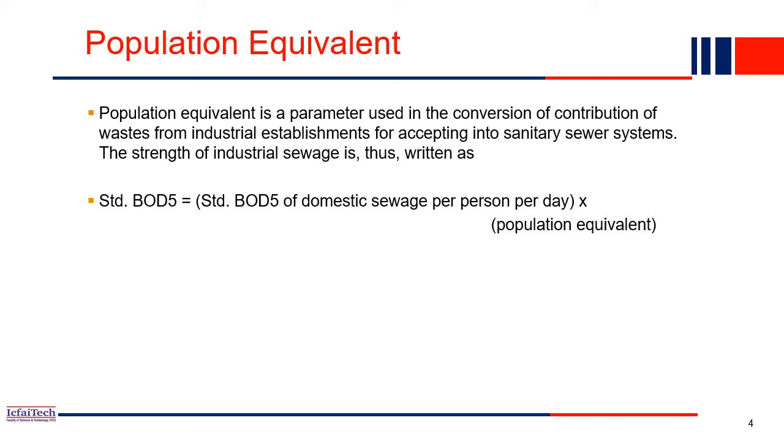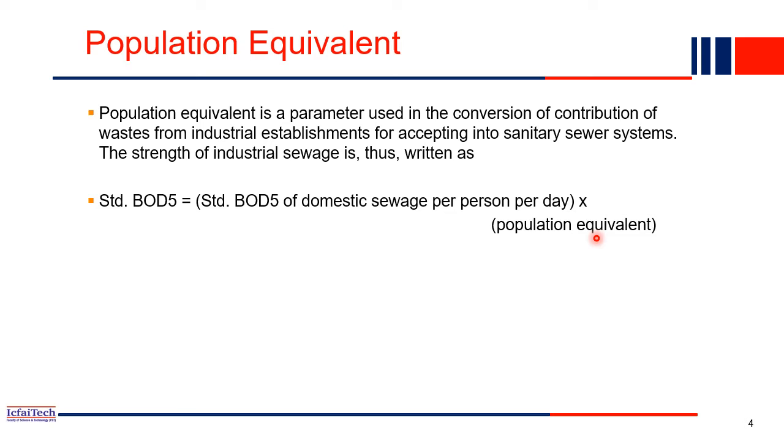But what about the industry? Industries will produce a large quantity of wastewater. So how can we quantify that? We quantify it with BOD. One very important term is BOD. We call it biochemical oxygen demand, BOD 5. I will explain in detail what the meaning of 5 is. So the standard BOD of domestic sewage per person per day is multiplied by the population equivalent.